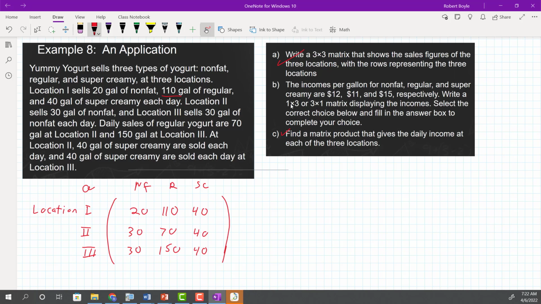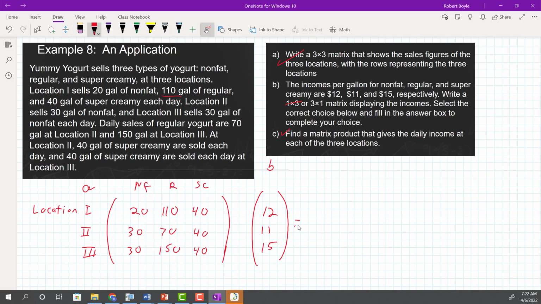Okay. So we actually want to write a 3x1 matrix. We don't want to do a 1x3 matrix displaying the incomes. And in that case, our matrix is going to look like this. It's going to have 12 here, and then 11 here, and then 15. So this is B, and then step 3 is to find the matrix product that gives the daily income at each of the 3 locations.